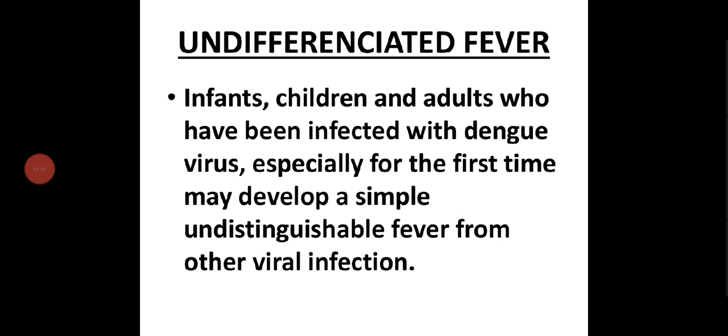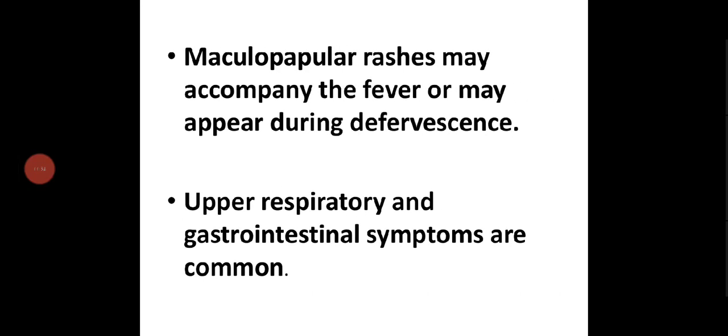Undifferentiated fever. Infants, children, and adults who have been infected with the dengue virus, especially for the first time, may develop a simple fever undistinguishable from other viral infections. So if an infant, child, or any adult gets infected for the first time, the type of fever will vary. Maculopapular rashes may accompany the fever or may appear during defervescence. Okay, it may appear during the fever or later. Upper respiratory and gastrointestinal symptoms are common. There will be vomiting and diarrhea with that.